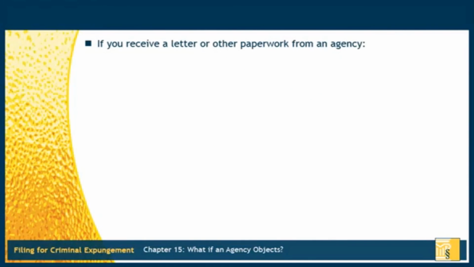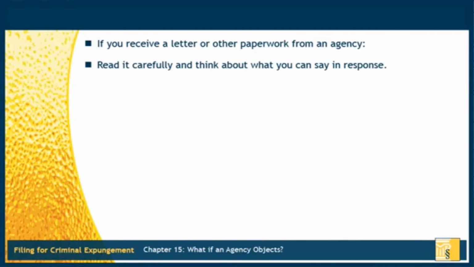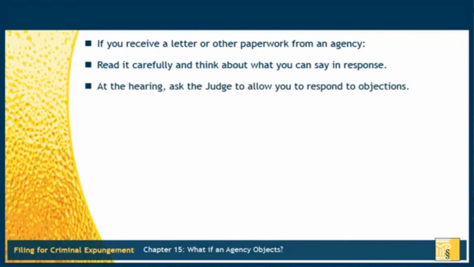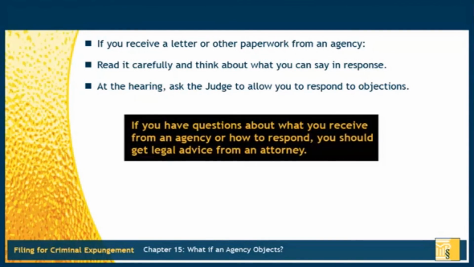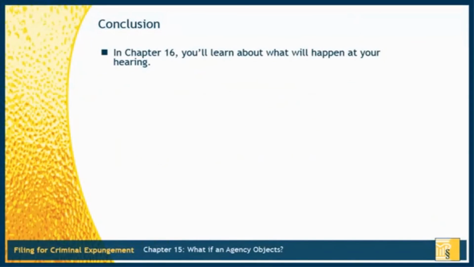If you receive a letter or other paperwork from an agency, read it carefully and think of what you can say in response. At the hearing, you can ask the judge to allow you to respond to any objections from the agencies. If you have questions about what you receive from an agency or how to respond, you should get legal advice from an attorney. In the next chapter, you'll learn about what to expect at your hearing.